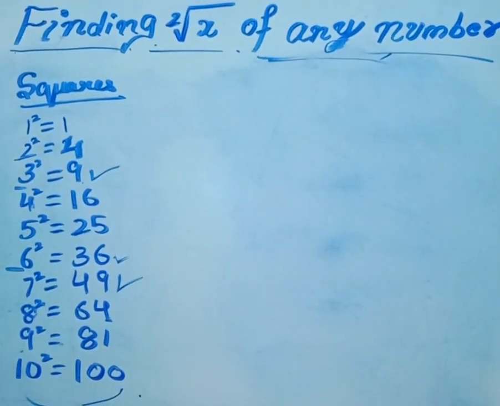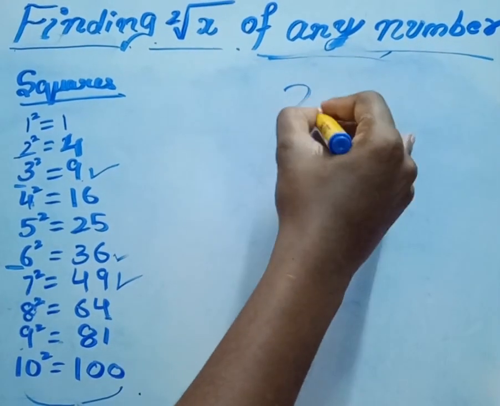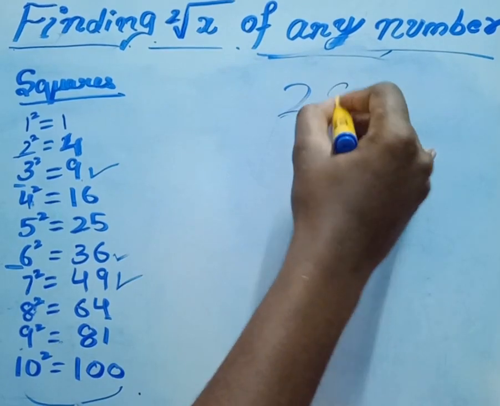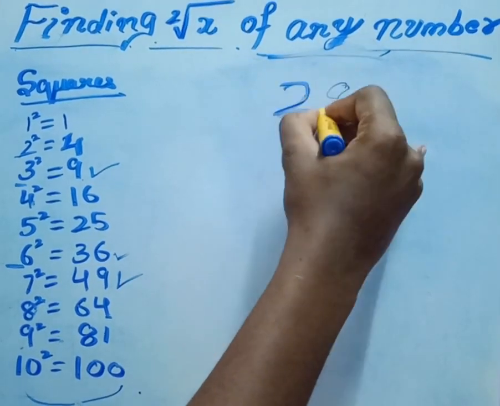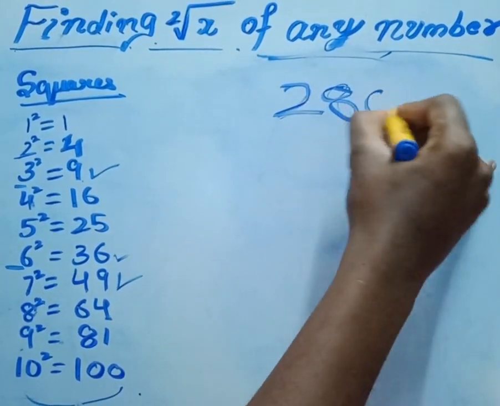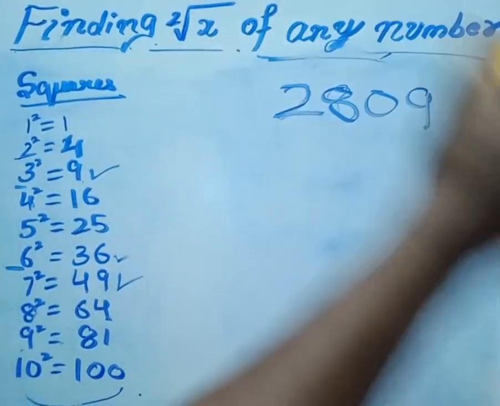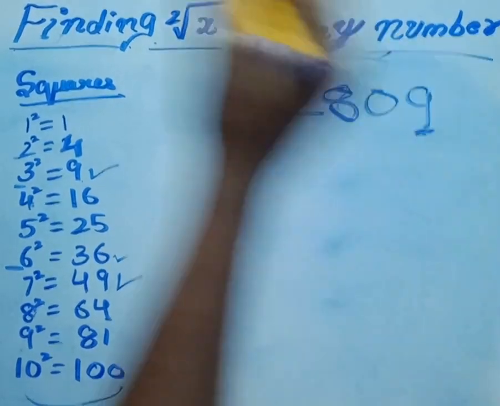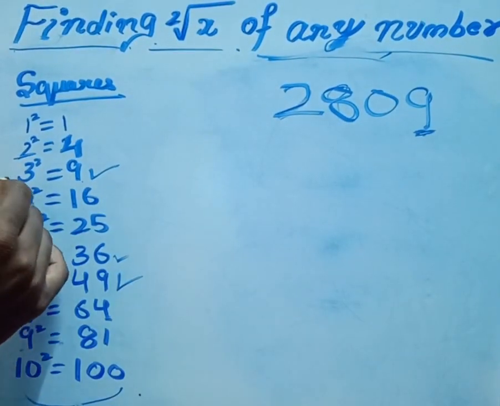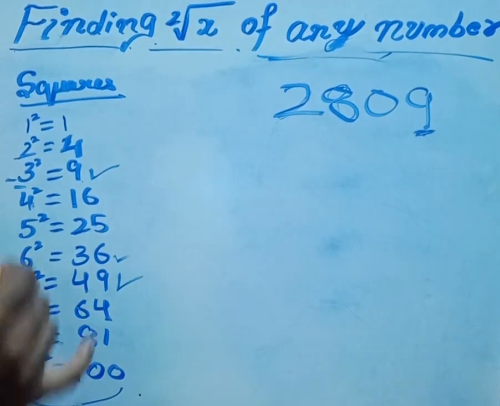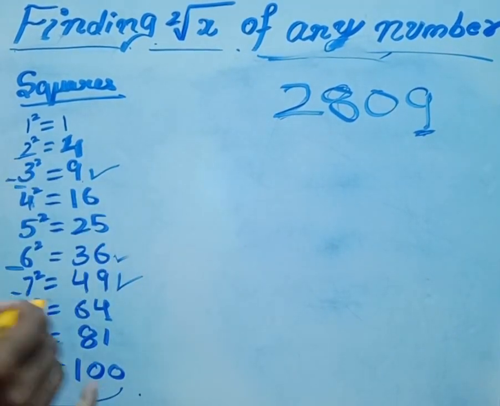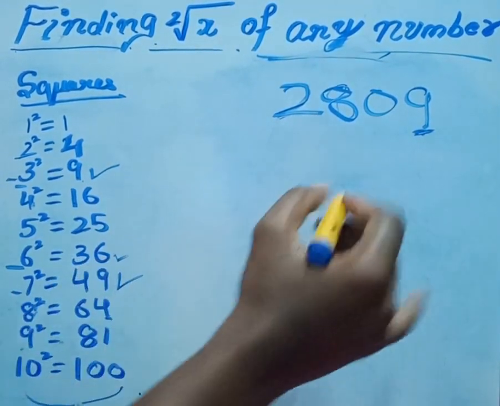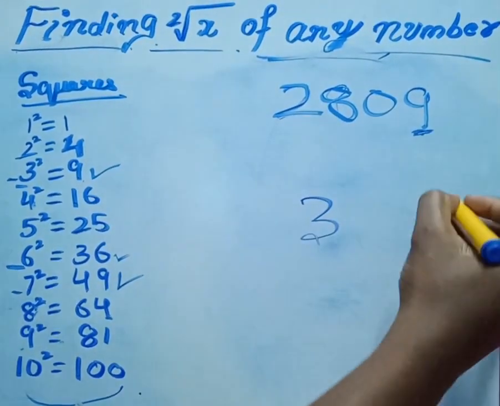So friends, we will complete this topic with one more example. We have one more example, 2809. Okay, fine guys. As I told you, see the unit digit 9. Now see where you will get 9. Again we will get 9 in 3 and 7, because 3 square is 9 and 7 square is 49. So unit digits are 9, 9. So we will write 3 and 7.